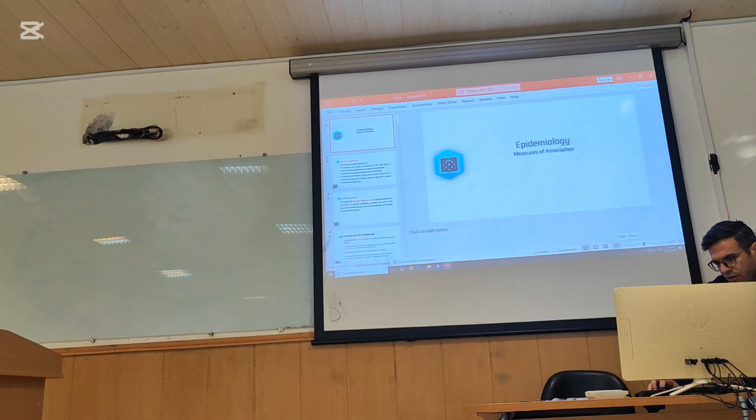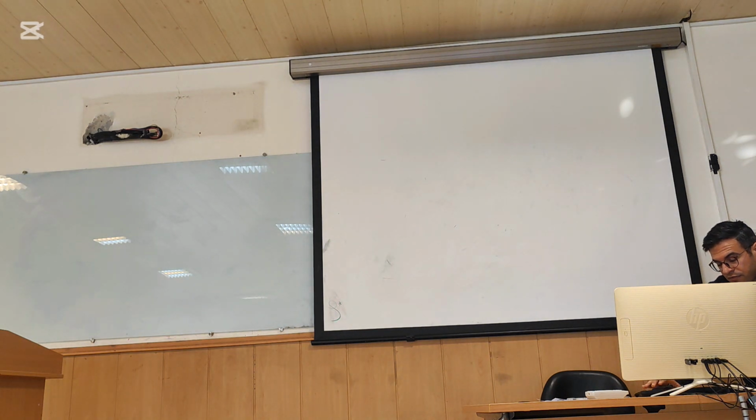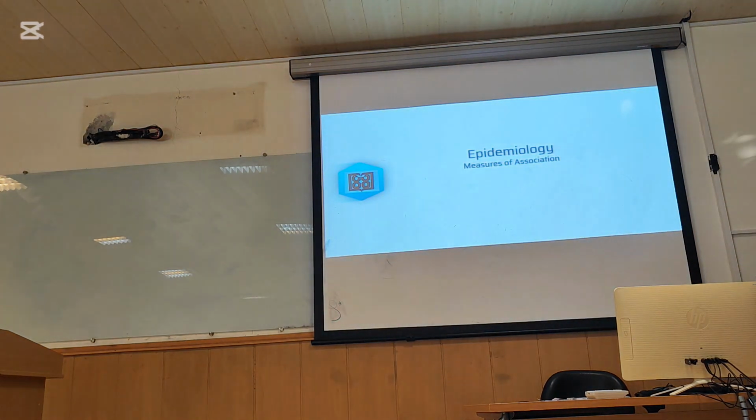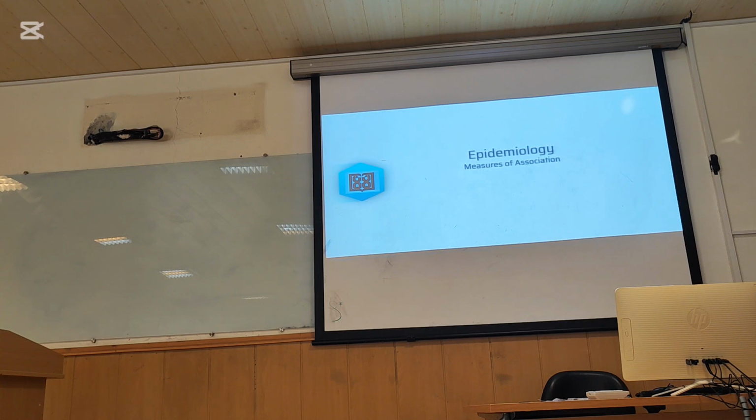Right now, I'm going to start a new topic, a very, very important topic, especially for your exam. Measures of association. I think you have a lot of information, inshallah, about incidence and prevalence, yes? What is incidence and what is prevalence? Incidence is the measure of new cases, and prevalence is the measure of all the cases that exist at the time of study. Exactly.